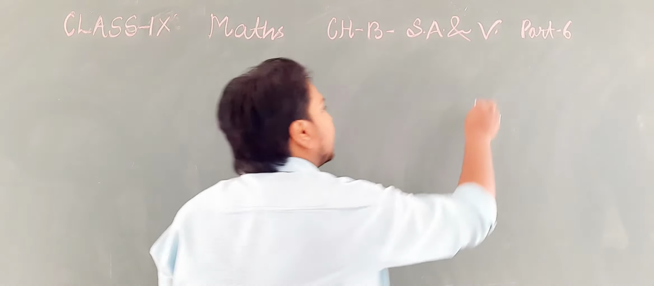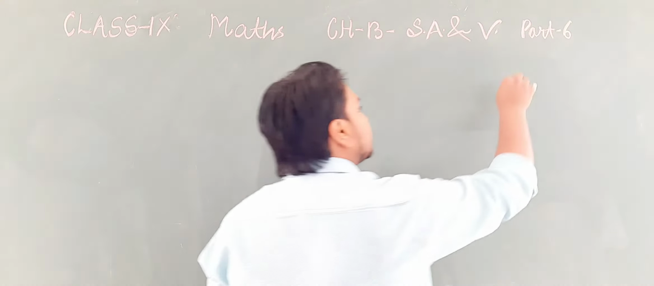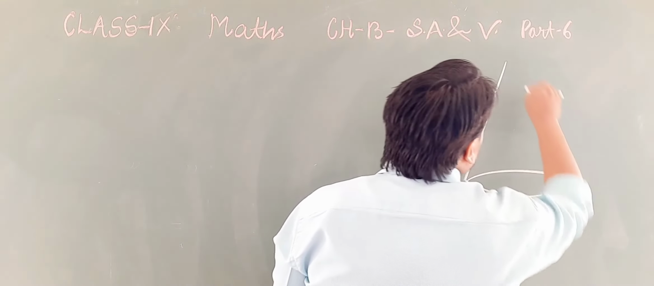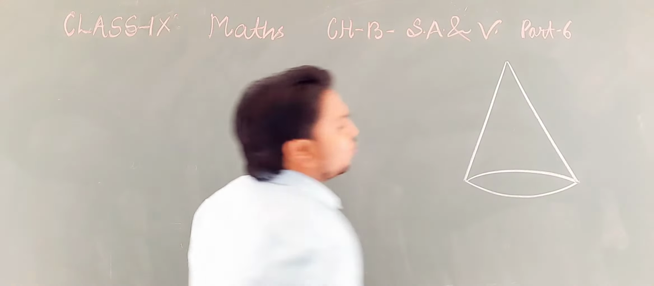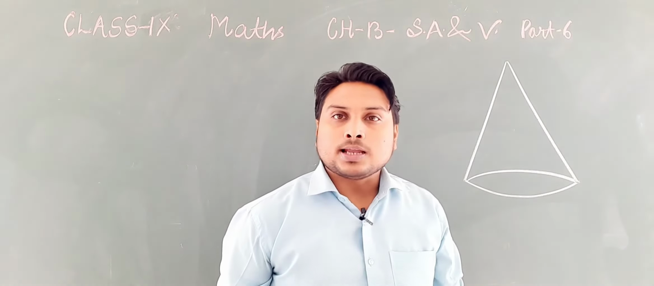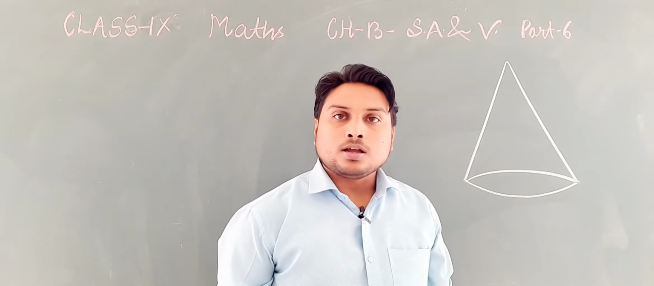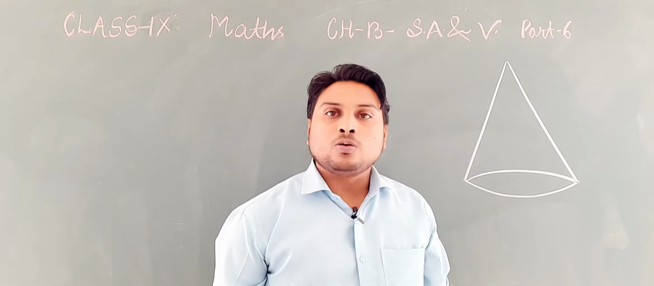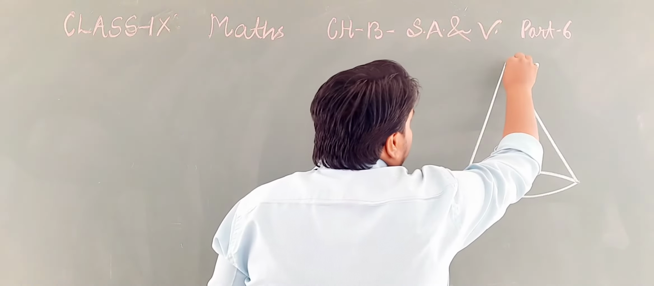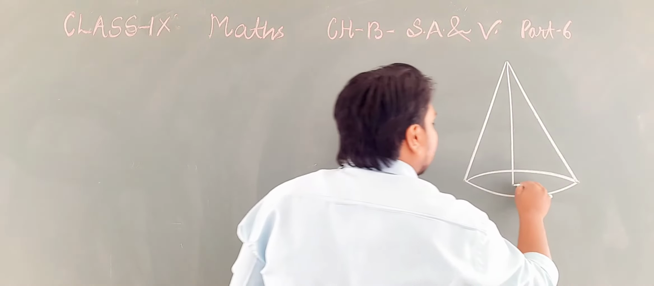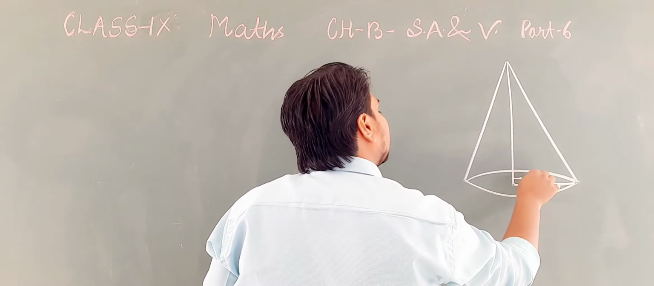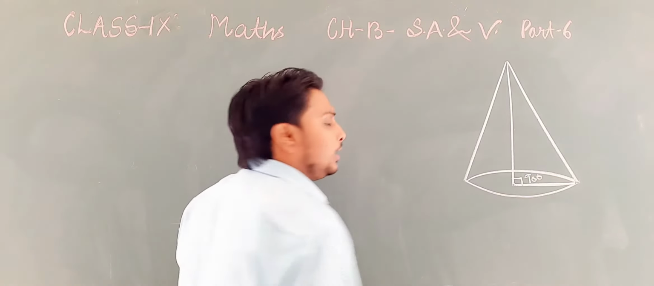And that solid is what? That solid is the right circular cone. So students, what are the examples of cone? A shape like a birthday cap is in the form of a cone. An ice cream cone. These are examples of cone. Why is it a right circular cone? Because this line, the height of this, is perpendicular to the base, which means it will be 90 degrees.